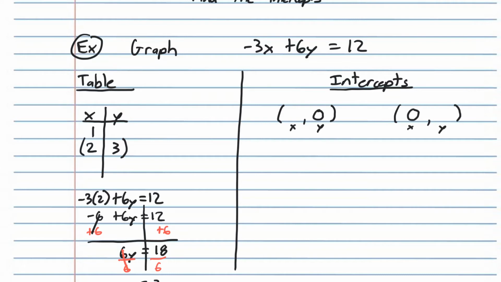So if you're trying to figure out this first one, where it's (something, 0), we're going to plug in 0 for y and see what comes out for x. Okay, so negative 3x plus 6, but I'm going to replace y with a 0.